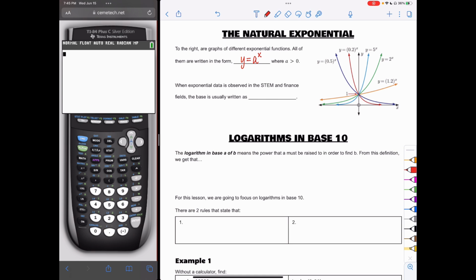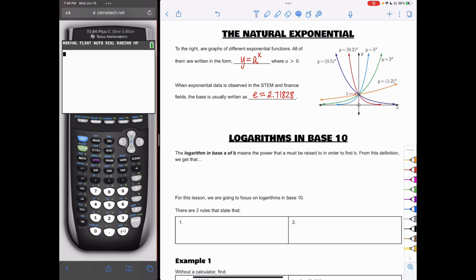Whenever we have exponential data that is observed or used in STEM or in the finance fields, the base is usually written as the letter e. And the letter e is approximately 2.71828. And it's very similar to the number pi.